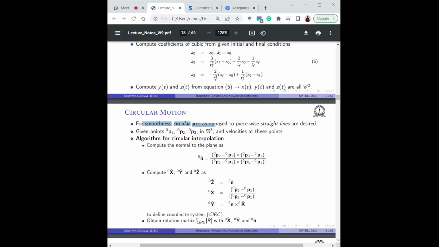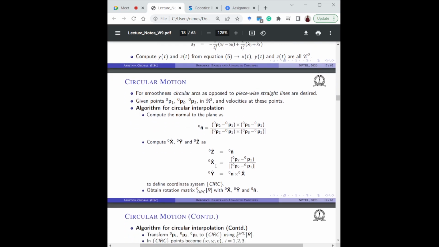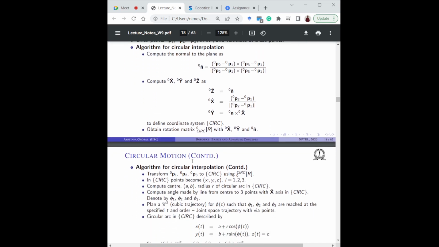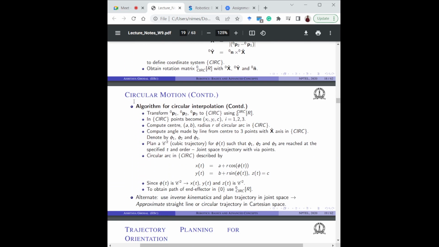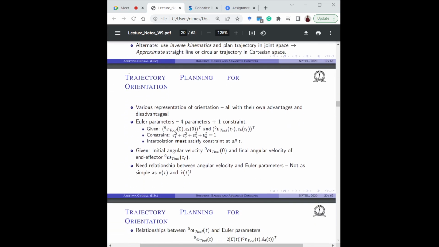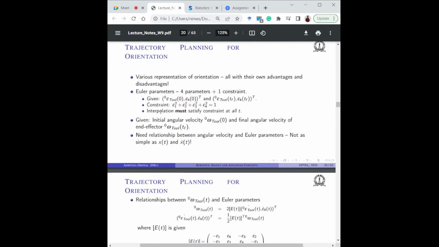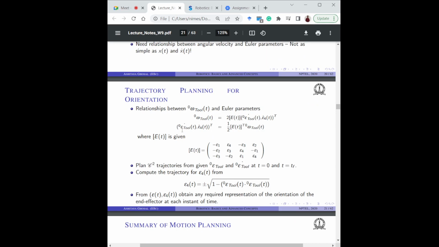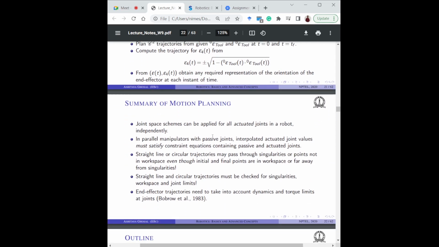For smoothness, circular arcs are desired. I think Sarah might have discussed this more in the lectures, so nothing much here. There is also an algorithm for circular interpolation given. Then for orientation, Sir has discussed one parameter called the Euler parameter. You can go through that in the lectures or through other resources.